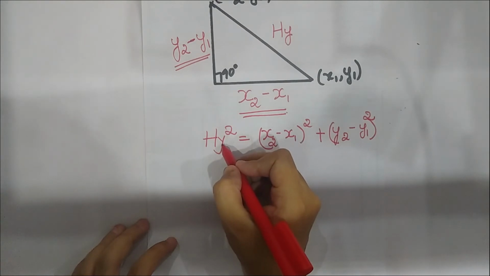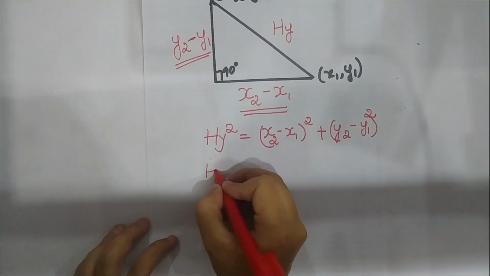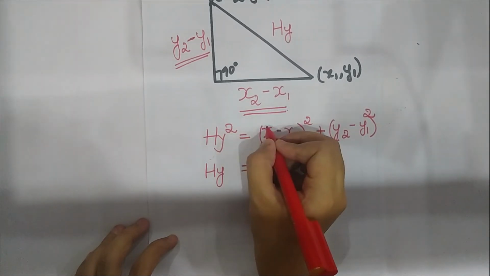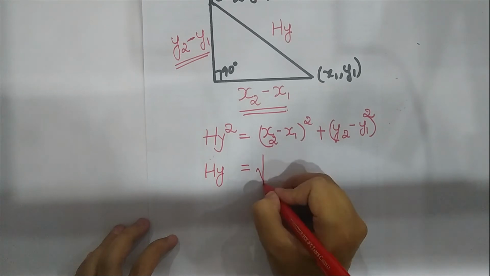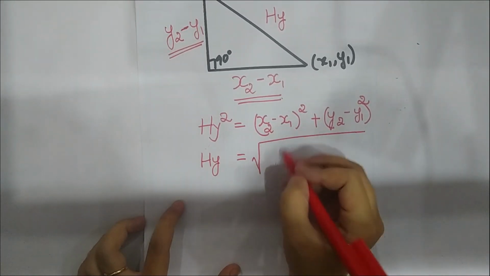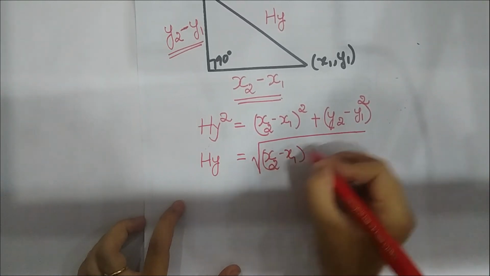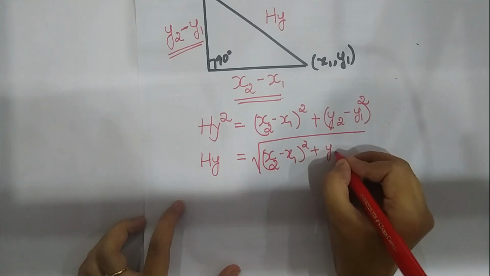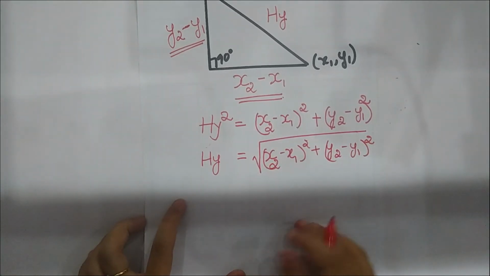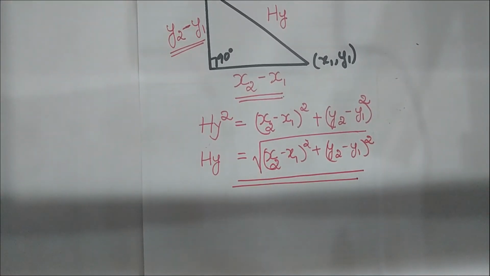And here we need only the hypotenuse, not the hypotenuse square. So hypotenuse is equal to the square. When the square goes to the other side, it becomes a square root. So we have the square root. And then we write down the same equation inside the square root: x2 minus x1 the whole square plus y2 minus y1 the whole square. And this is your distance formula.